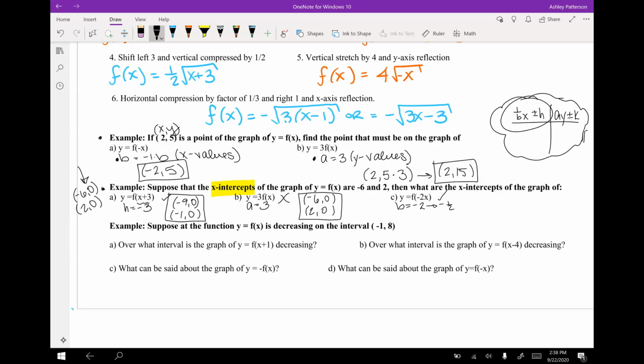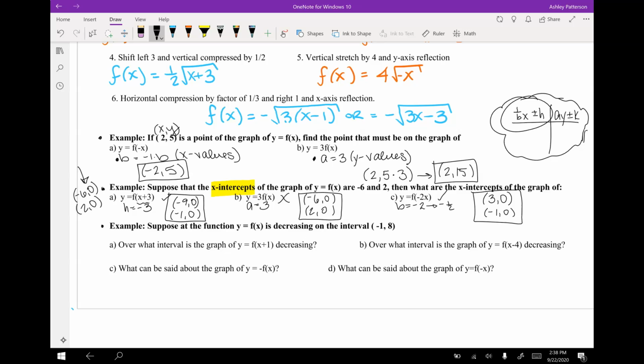So the first one's -6 times -1/2 gives us a +3. And then we have 2. 2 times -1/2 gives us a -1, so there's our new x-intercepts. Again, not super complicated, just really testing our understanding of the transformations and what they affect and how they affect.